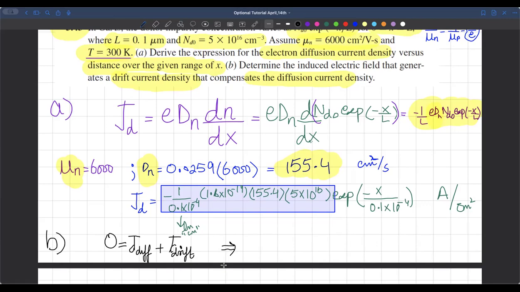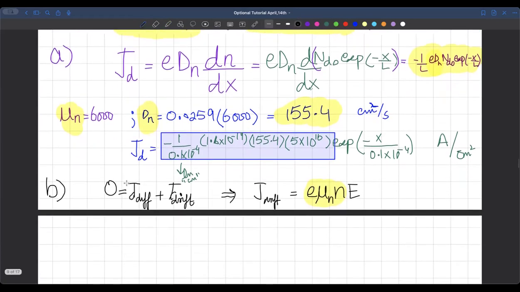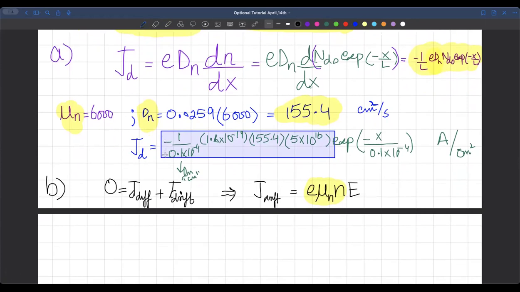Now for the drift current density, it is E mu n, because it's just the majority carriers. So n and E, sigma E. This is going to be sigma, the conductivity, times E. So this should be equal to the negative of the diffusion, so this will become plus, because there is already a negative sign there.